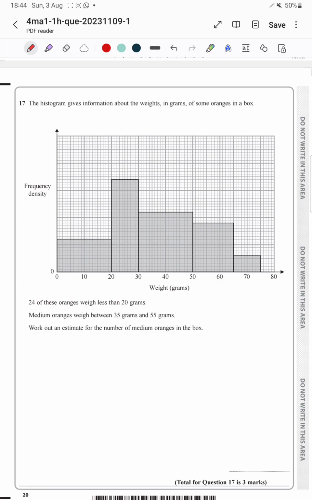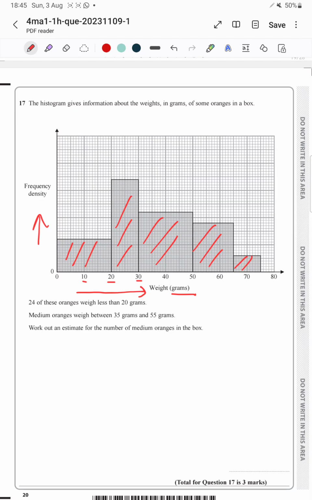So here we are given the histogram, which gives the information about the weights in grams of some oranges in a box. So this is the weight given. The weight is from 0, 10 grams, 20 grams, 30 grams, and so on. From here the units are given, and this is frequency density. Now what we know, the basic thing about the histogram, is that the area gives the frequency, meaning how many total apples are there, how many people are there, that way.